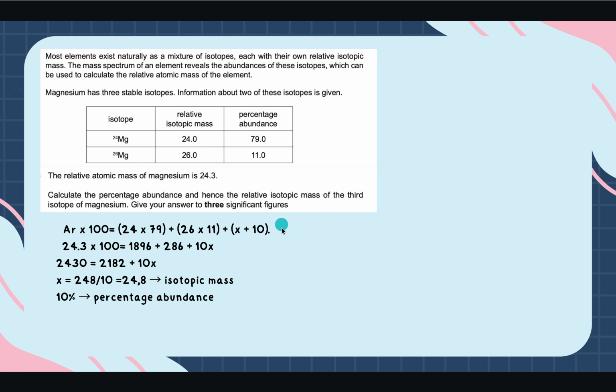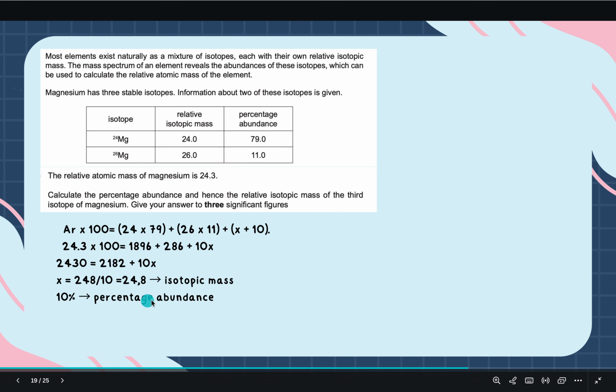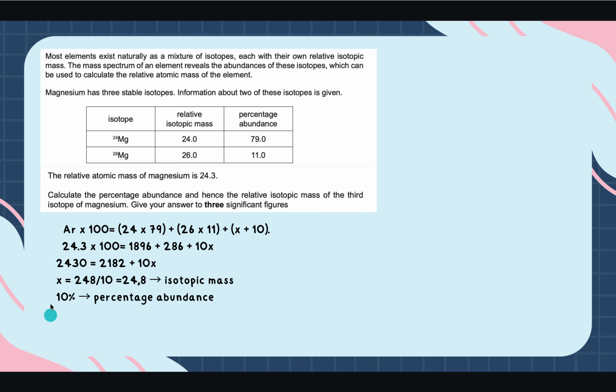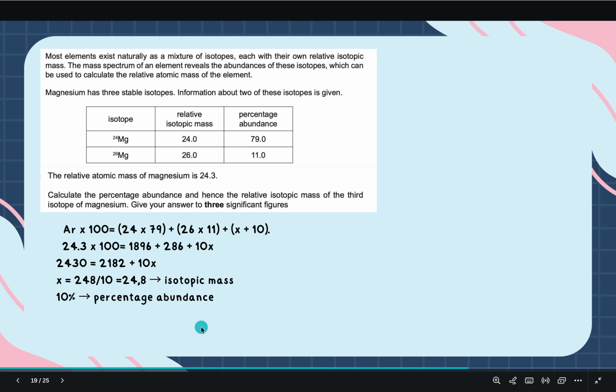So we can use the formula here, which is AR times 100 equals the sigma of percentage abundance times relative isotopic mass. So we insert the quantities from the data and end up with 24.8. So 24.8 is the isotopic mass, and here the percentage abundance is 10%. So how do we get 10%? It's by 79 plus 11 is 90, right? And then it results in 100. So 100 minus 90 is 10%. So that's how we get the percentage abundance.